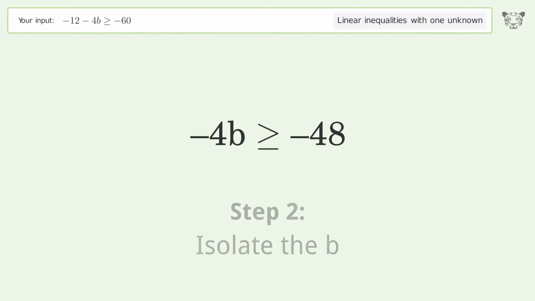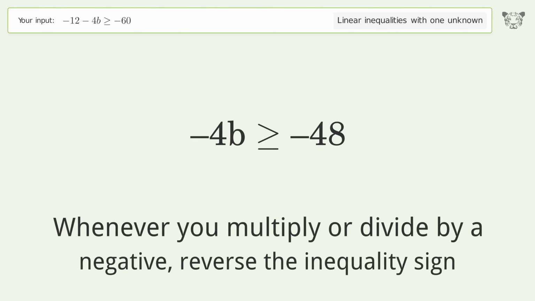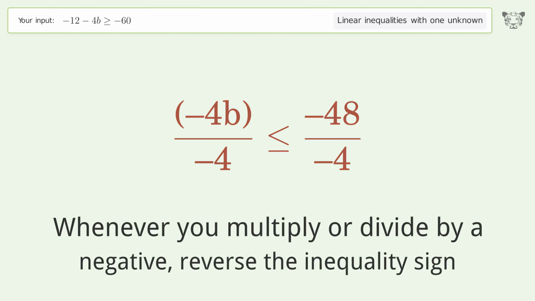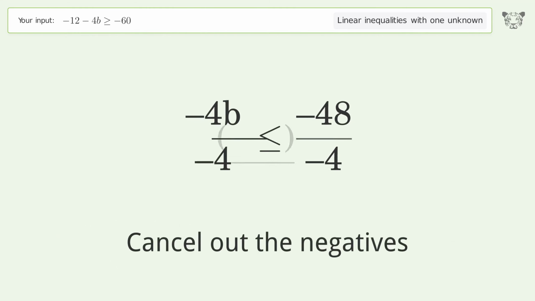Isolate the b. Divide both sides by -4. Whenever you multiply or divide by a negative, reverse the inequality sign. Cancel out the negatives.